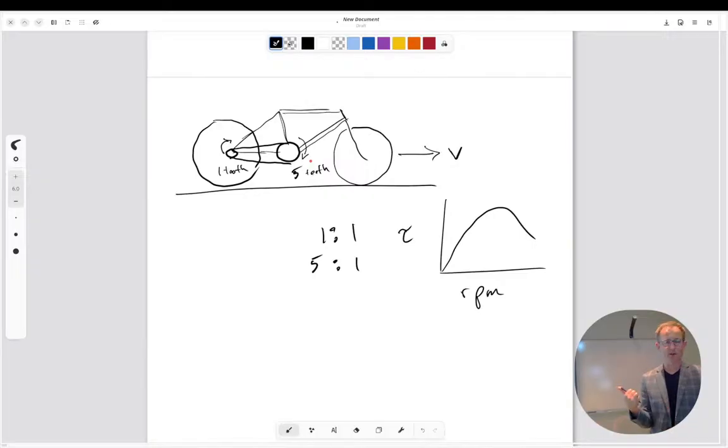Why does the gear ratio matter for how fast we're going? Okay. How does rotation speed relate to forward motion? Traction. Yep. So what is the constraint on the wheel motion and the forward motion?